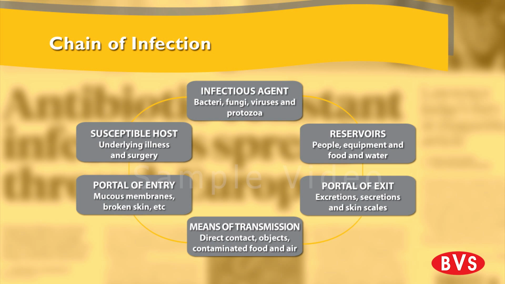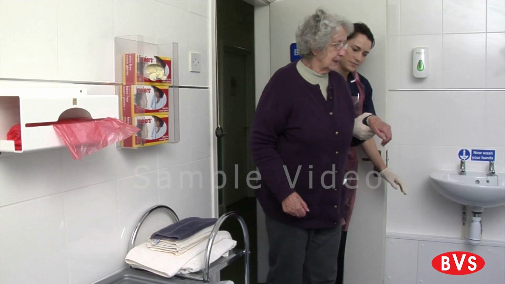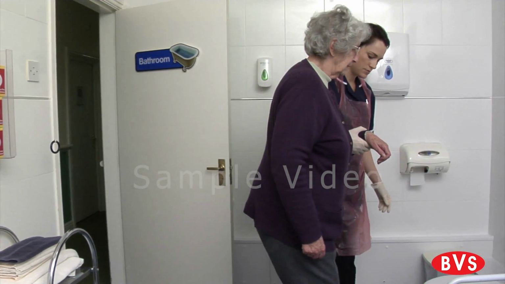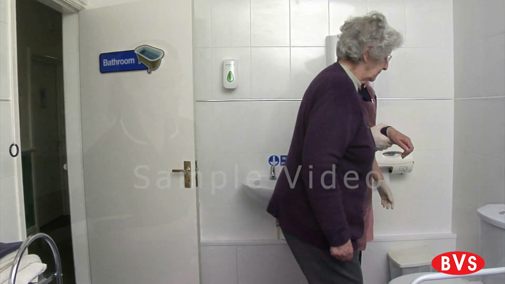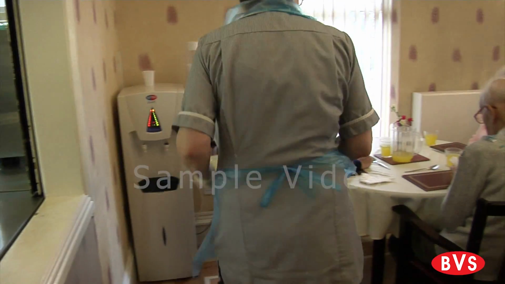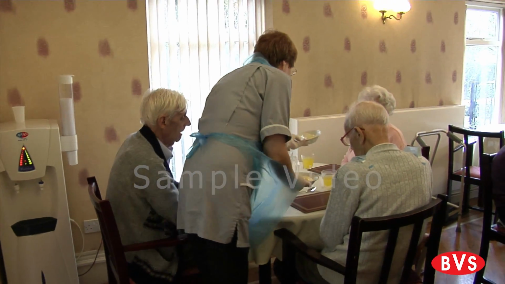The chain of infection is a way to describe how infections are spread between people. Microorganisms can live on or in the body, such as on the skin or in the gut, and are part of our normal body flora. They can also be found in the environment, on equipment, and in contaminated food and water.